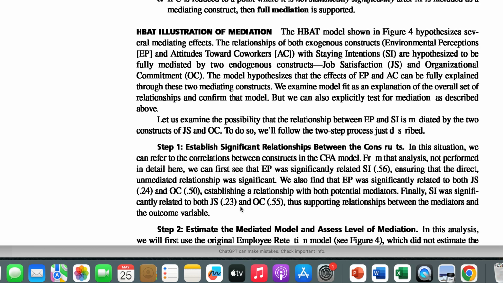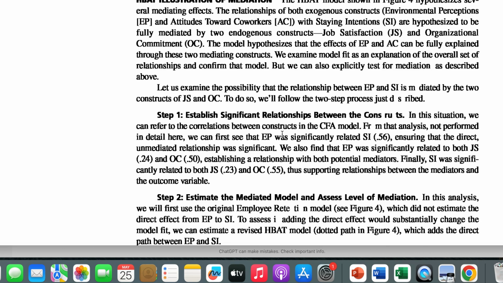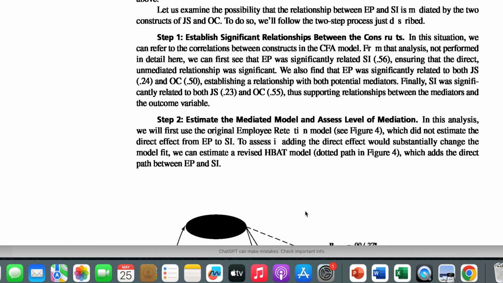We examine model fit as an explanation of the overall set of relationships and confirm the model, but we can also explicitly test for the mediation as described above. Let us examine the possibility that the relationship between EP and SI is dictated by the two constructs of JS and OC. To do so, we will follow the two-step process just described. Step 1, establish significant relationships between the constructs.